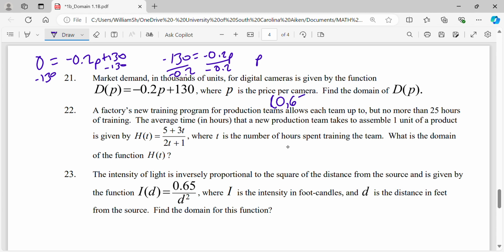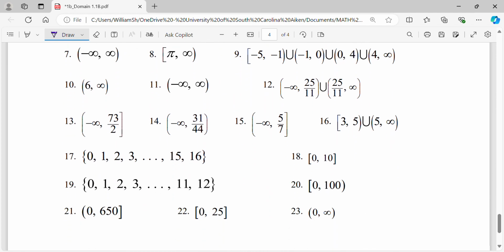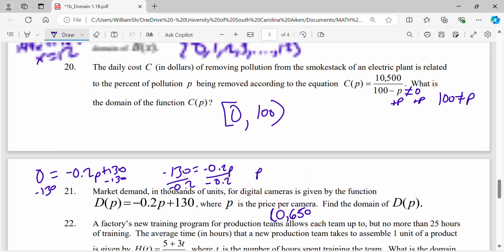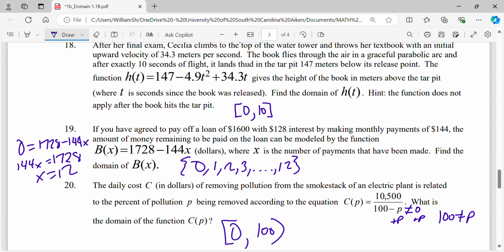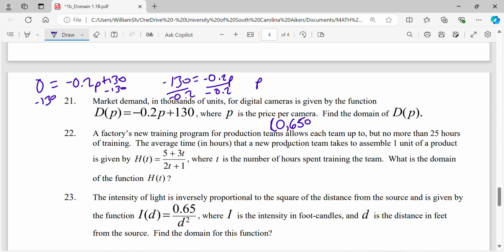Okay, 650 is where we have no demand, and I believe we're going to put a bracket on the 650 because it shouldn't pass that point, but I guess it is possible to be at that point. So our domain here is 0 to 650 for the price of the camera.